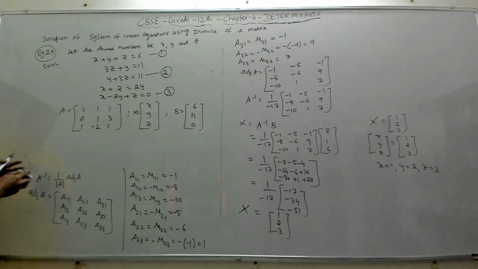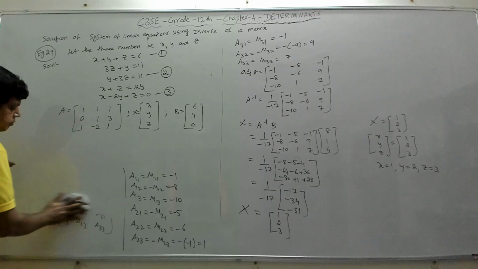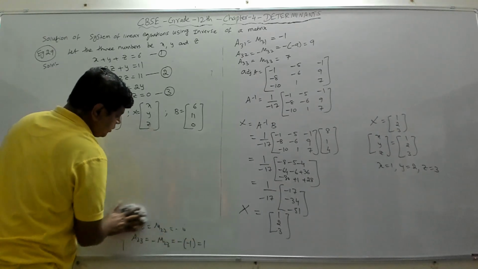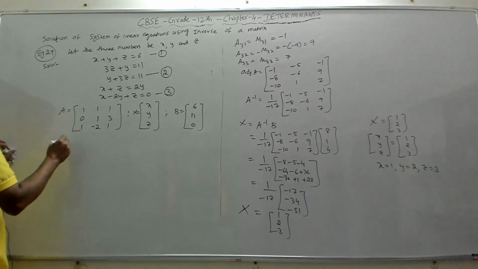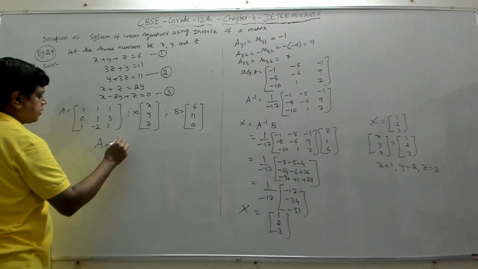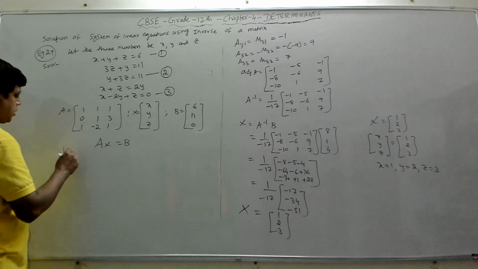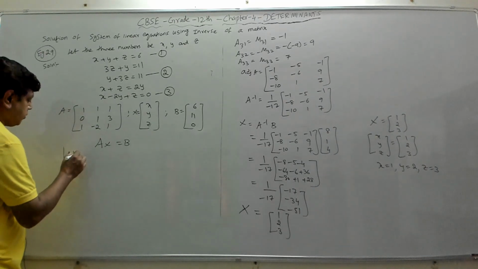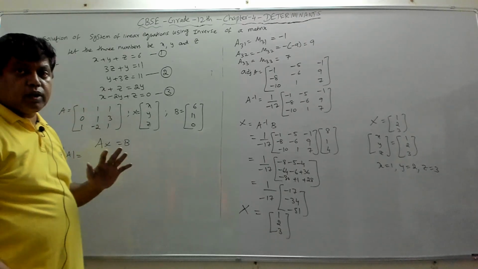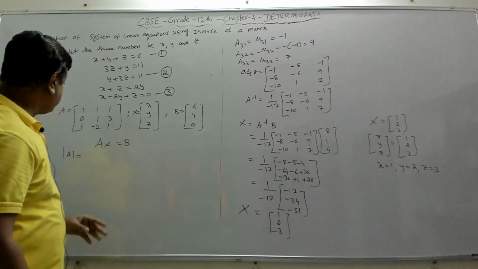Fine. Now let's try to find the determinant of A. So this equation has become AX equal to B. Let's find what is the determinant of A. That is the first step. Only if the determinant of A is not equal to 0 does it have a unique solution. So what is the determinant of A?